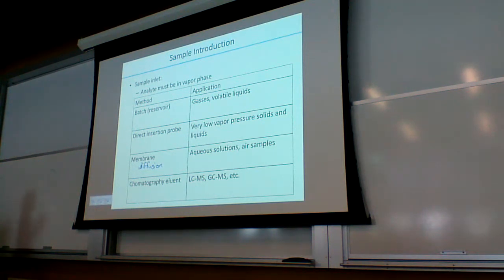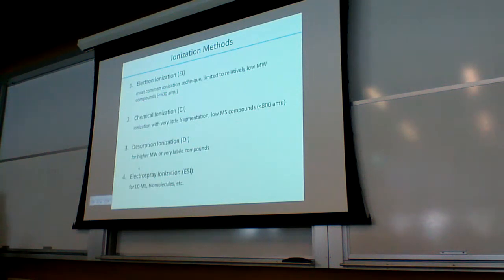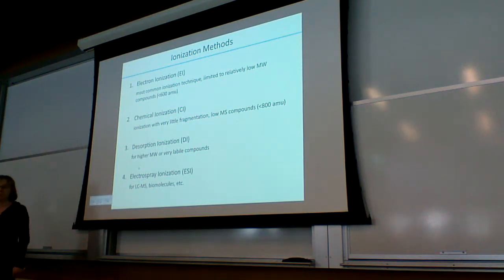So after we get the sample into the mass spectrometer, it's in a gas phase, we need to ionize it. The one we talked about before is the electron impact ionization, and this uses the electron beam. We'll go into it in more detail on the next slide. This is the most common ionization technique. So most people, if they're doing small molecule, they're going to be using electron impact.